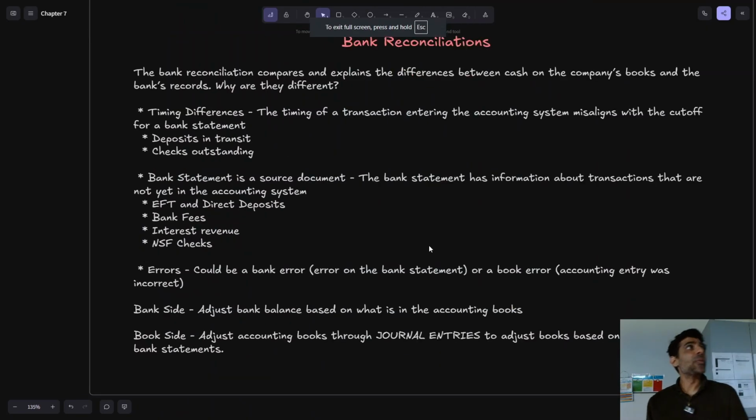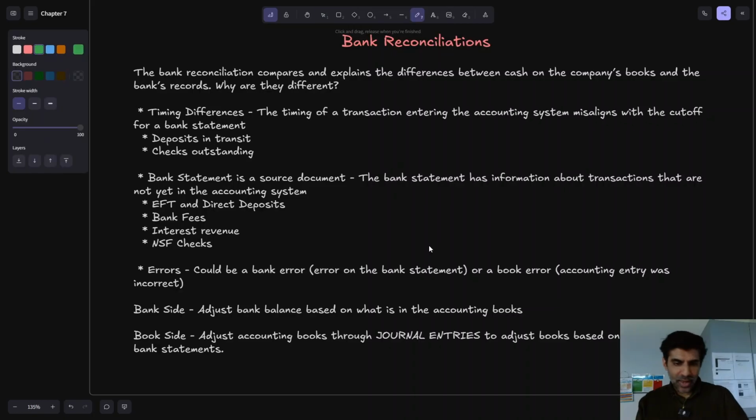Okay, so now the main part of this whole chapter, the hardest part, is this bank reconciliation. As I explained, there's going to be a difference between your accounting books and the bank's records. Okay, why are they different? Now let's talk about the major classes.